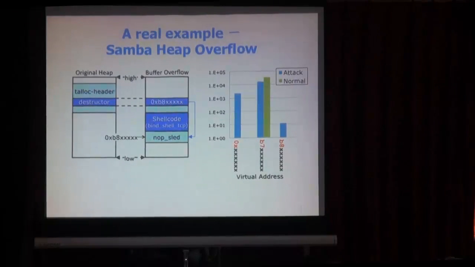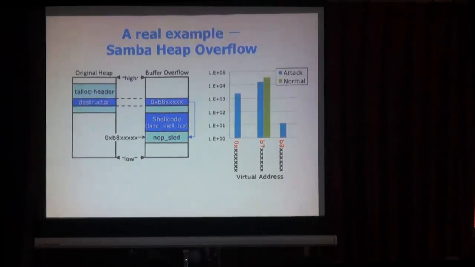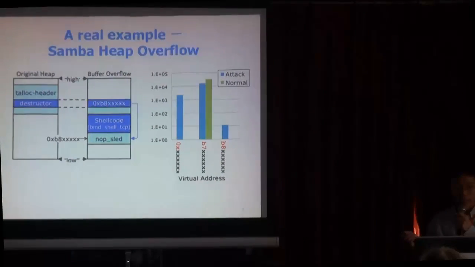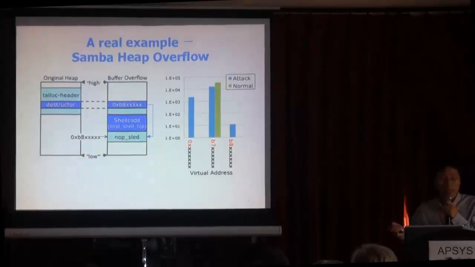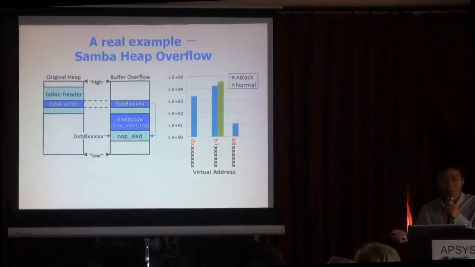So let's see a real-world example of Samba. There is a heap overflow in the Samba server. In the original server, there is a heap overflow, and there are destructors in the heap. If some shell code does a heap overflow and modifies the destructors to point to the shell code, then the program will eventually transfer control to the shell code.